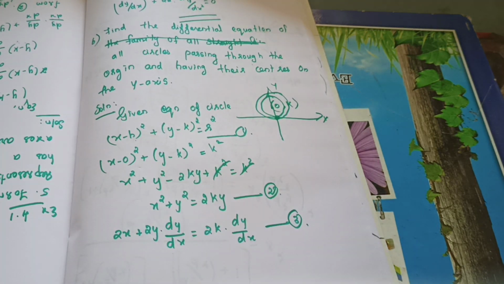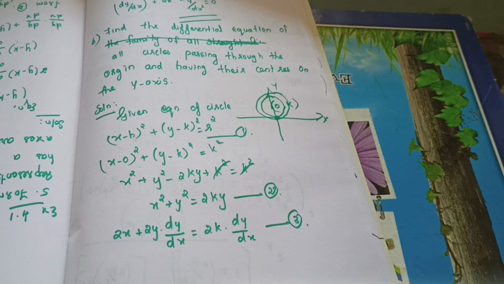You need to remove this k, right? For that, what will you do? If you divide equation number 2 by 3, the k will get cancelled. So listen here. Given the equation of the circle we wrote. Next, (h, k). If it is on the x-axis, (h, 0). Keep it in mind.